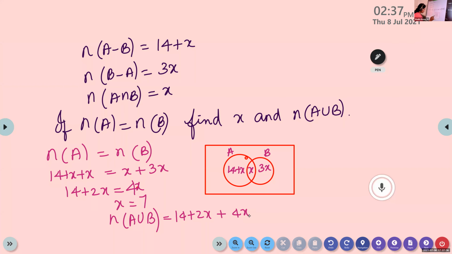Why? You are counting this x twice. You are adding it with A as well as with B. Or what you can do here, you can write this as 14 plus x plus 3x, which is correct. But here we added x along with A, and this intersection element we are counting twice. That's what made your answer go wrong.